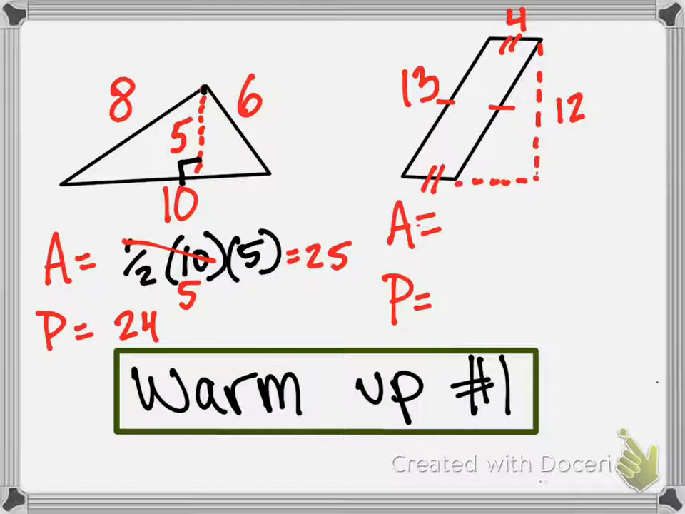We're getting some hesitance, but what do you think? Tobias, what do you care about? 4 and 12, why? Yes, because it makes our 90 degrees right there. So we care about the 4 and the 12, because it makes the 90 degrees. So our area is 4 times 12, which is 48.